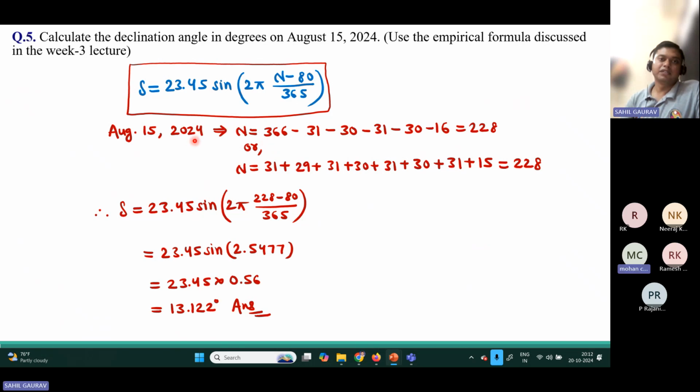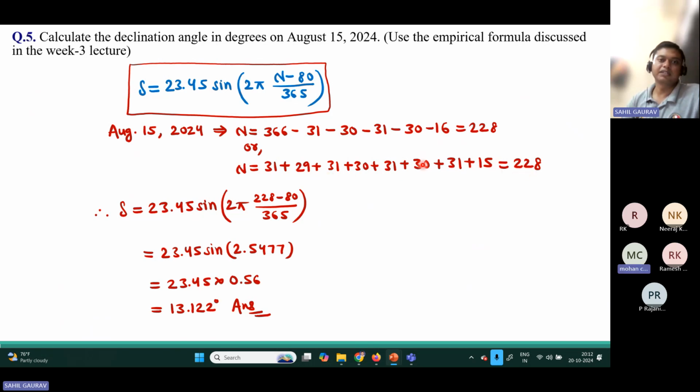Since 2024 is a leap year, so 366 days minus 31 for December, and 30 for November, and 31 for October, and 30 for September, and 15 for August. So you have to subtract 16. So it is coming to 228 days. And if you start from the 1st January, then it will be 31 for January, 29 for February, and similarly go on, and this 15 for August.